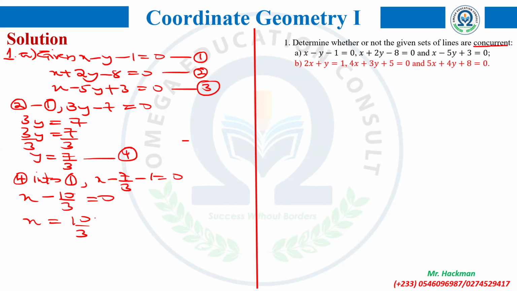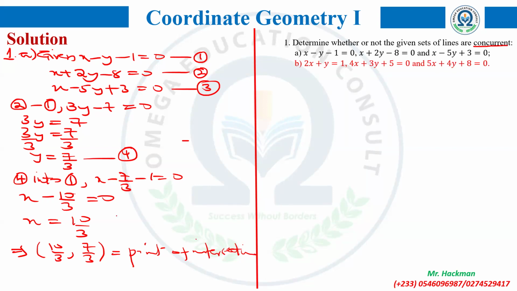So you get x to be equal to 10 over 3. So in this case, this implies that your first point of intersection will be 10 over 3, then 7 over 3. Okay, that is your point of intersection. So first point of intersection. Please, are you following?